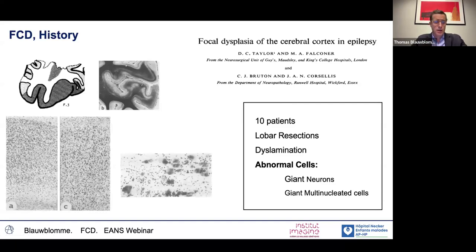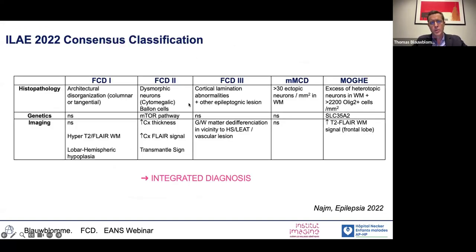Since this early description in the late 70s by the team from Taylor and Falconer, there have been multiple refinements of the classification that try to incorporate the knowledge about corticogenesis. So there is currently a classification, and I will not go back to the past classification. Maybe Professor Palmini will talk about it. But the current classification of the focal cortical dysplasia is the following.